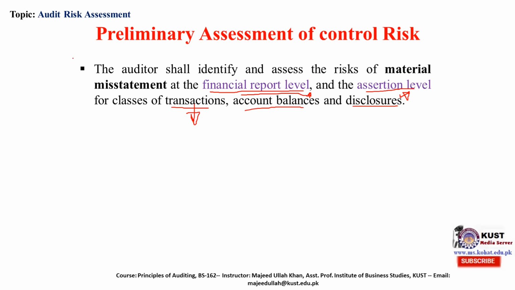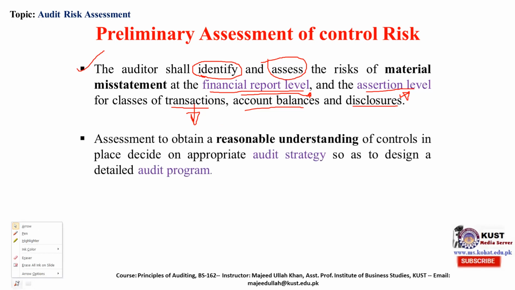So the first step for the auditor to assess risk is that the auditor shall first identify and assess the risk of material misstatement at the financial report level and assertion level for classes of transaction, account balances, and disclosure.